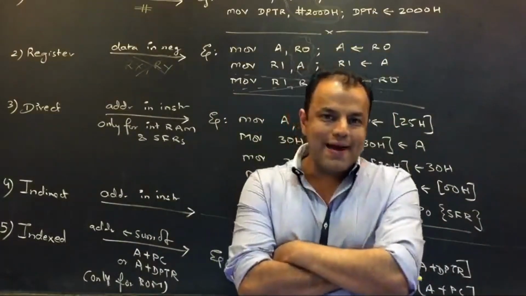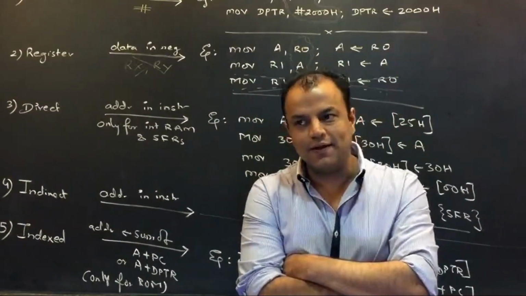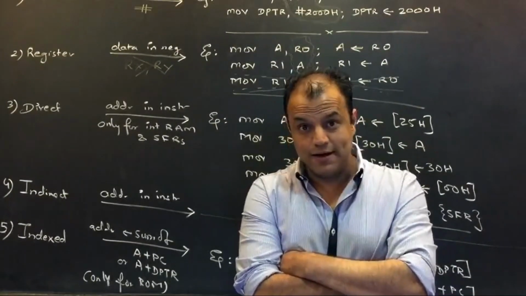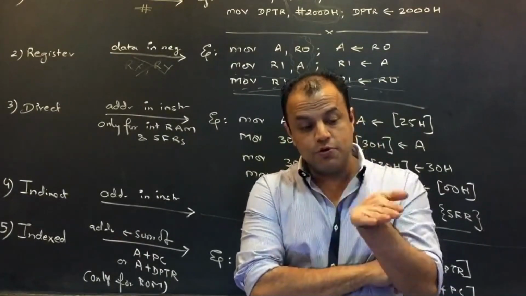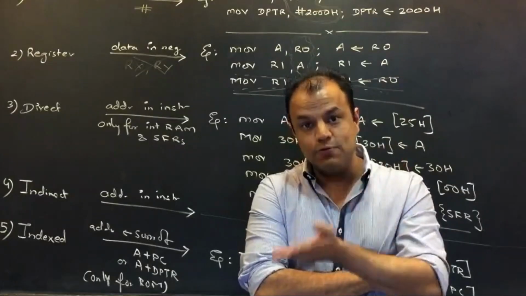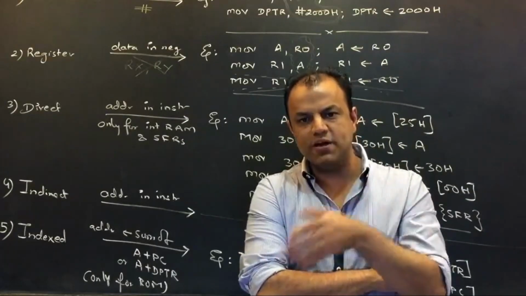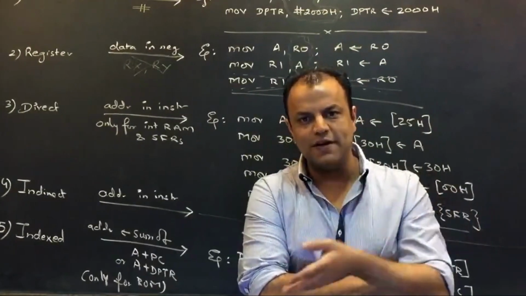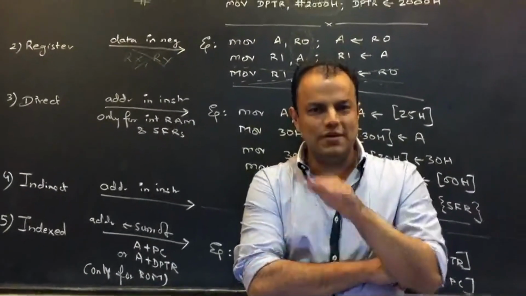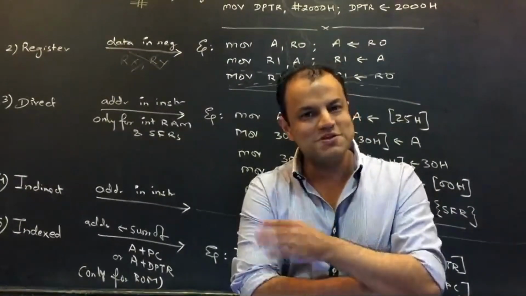Write a program to add the numbers 25 and 35. Now you know the data. The data values are 25 and 35. You will put 25 in A register, then add 35 to A register. Move A, hash 25, add A, hash 35. That's it. Your job is done. So in this case, you knew the data. So you use immediate addressing.